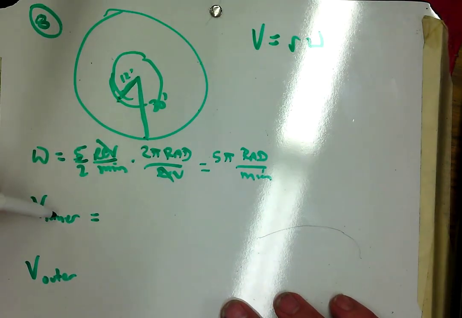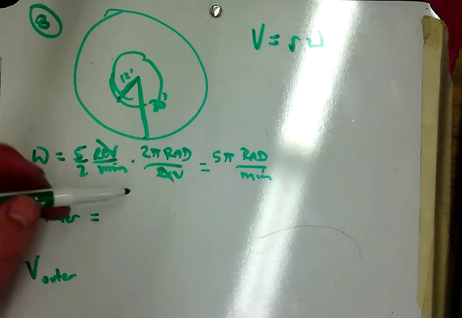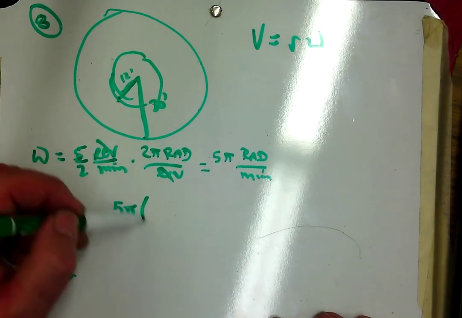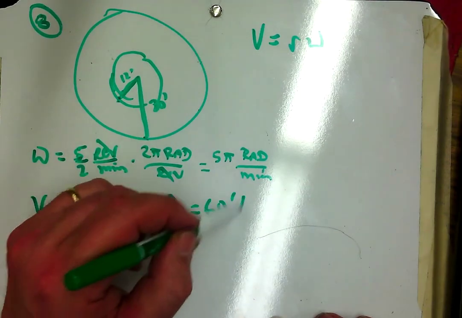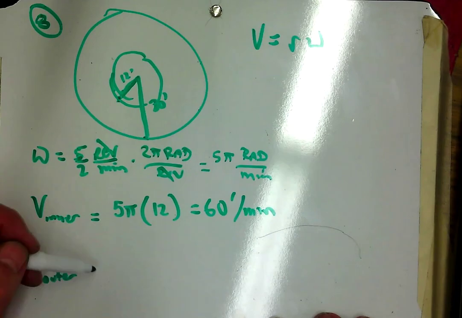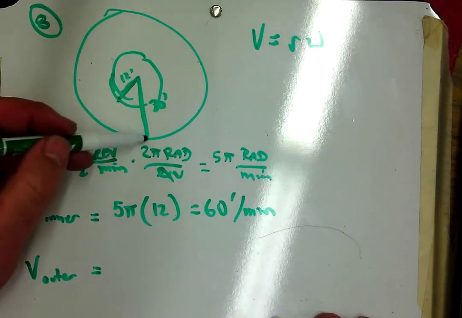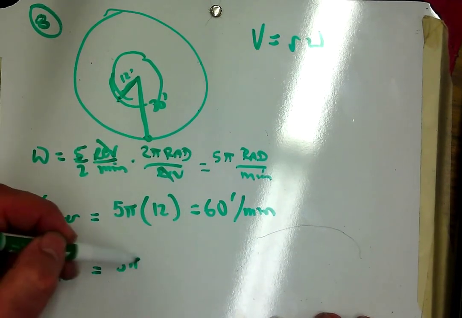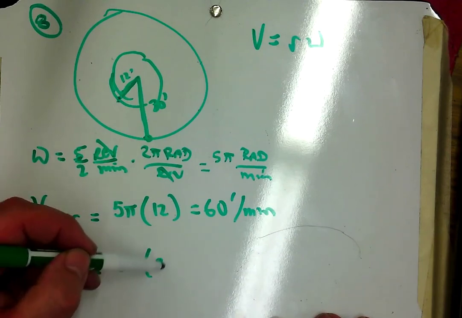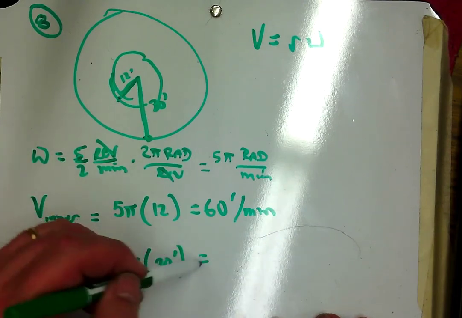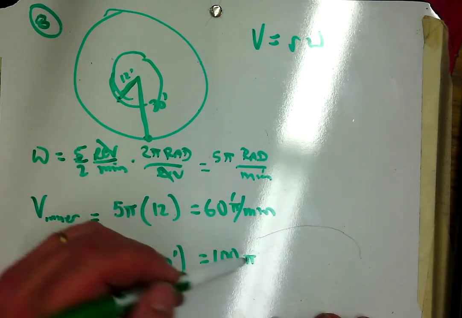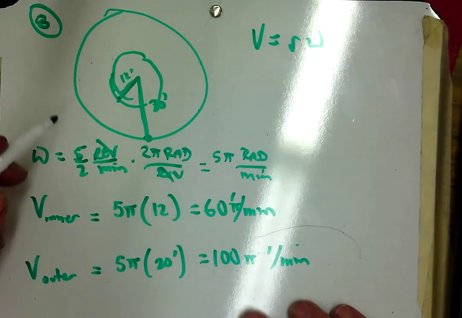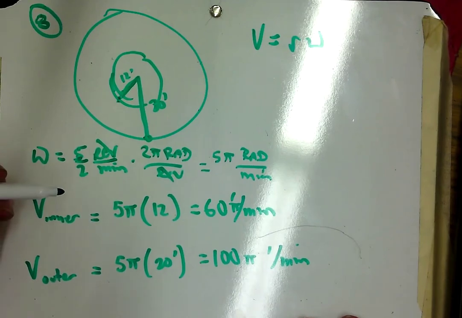Our inner velocity is going to be 5 pi times the radius of 12, or 60 pi feet per minute, as opposed to the outer ring, where things go much faster, still 5 pi for the angular, but now we have a 20-foot radius, so we get 100 pi feet per minute. Okay, you can certainly convert those.